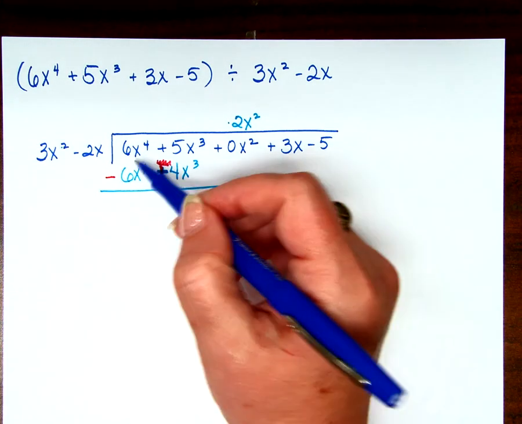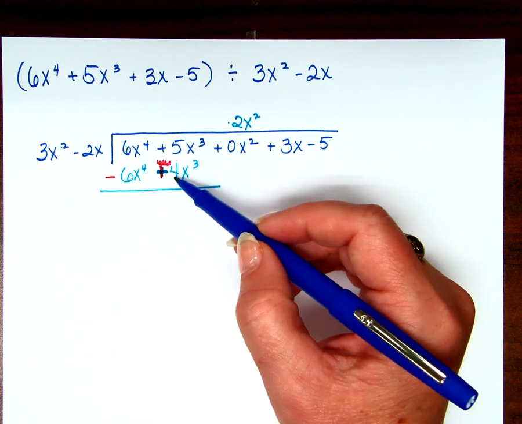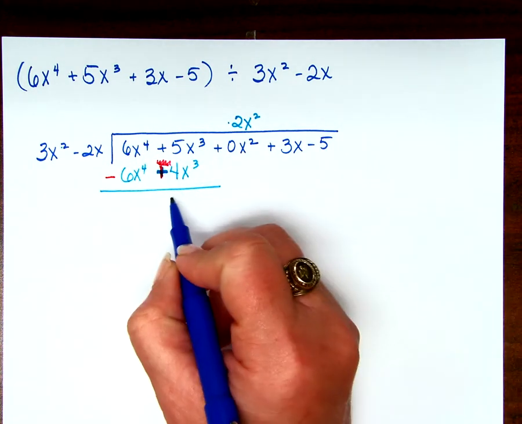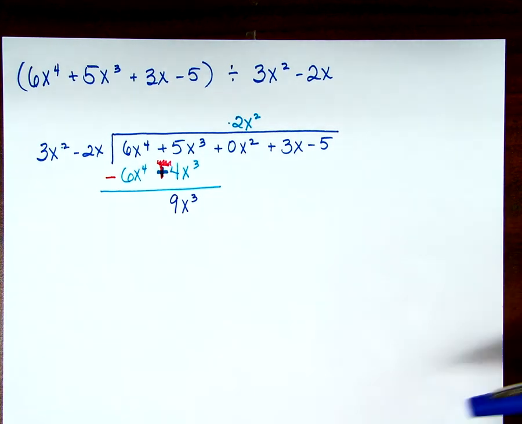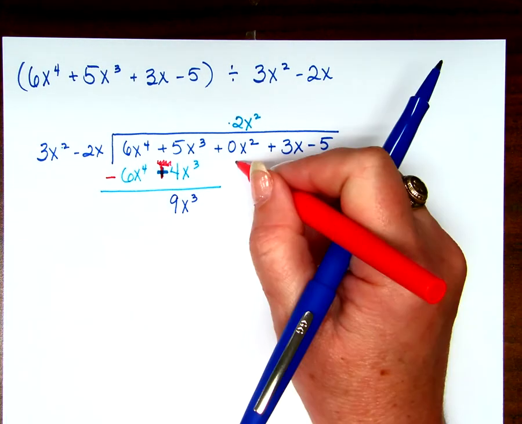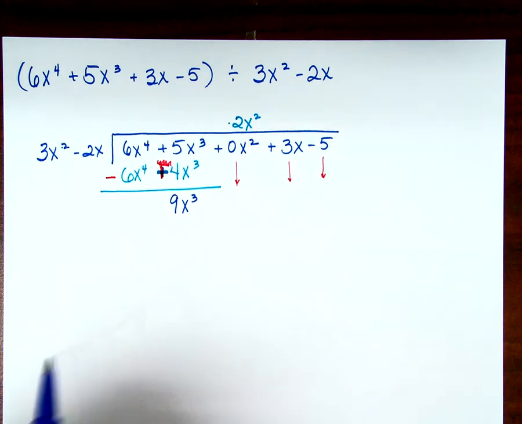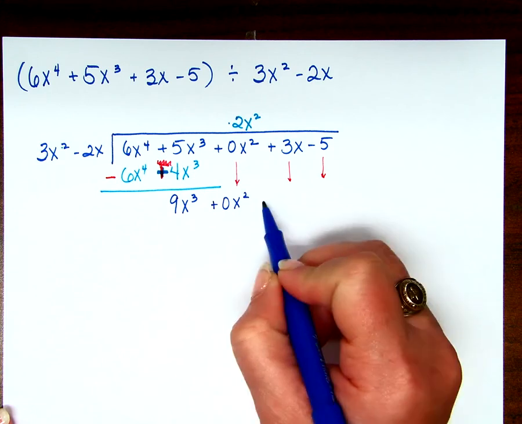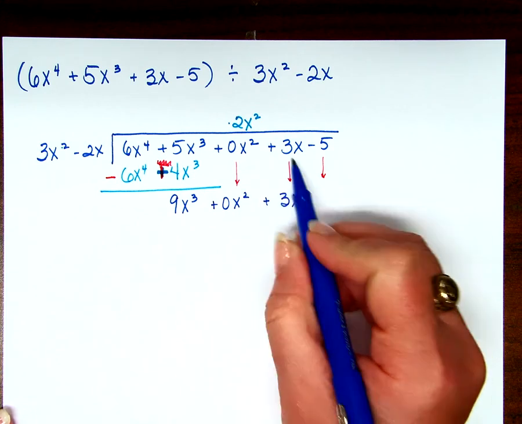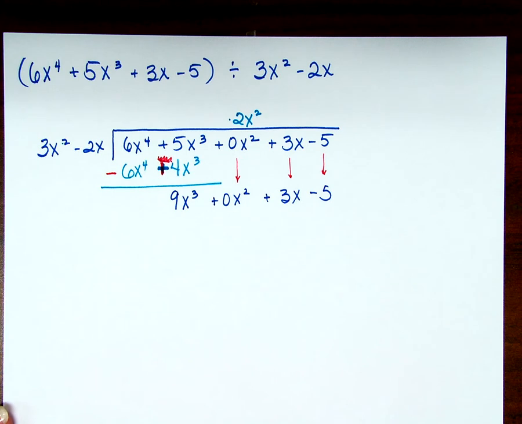Okay? So 6x to the 4th minus 6x to the 4th, 5x to the 3rd and 4x to the 3rd. So that is 9x to the 3rd. Okay? And then what do I need to do? I need to bring the rest of the terms down, right? Okay? So I've got 0x squared. It's still 0, but I'm bringing it down anyway, so I have an x squared place. Okay? And then I start all over again.